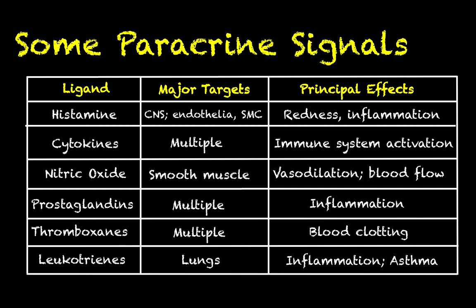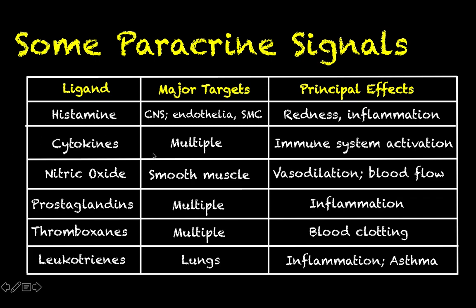So to give you a couple of examples of paracrine signals, some of which you may have heard of, some of which you may not have heard of, histamine you may have heard of. You're probably more familiar with antihistamines than you are with histamine itself. Histamine is a small molecule that is often responsible for allergic reactions. It affects not only the endothelial cells and the epithelial cells, but also smooth muscle cells to cause redness and inflammation due to increased blood flow, the central nervous system. So antihistamines, as the name suggests, are medications that are meant to limit the histamine response on target cells.